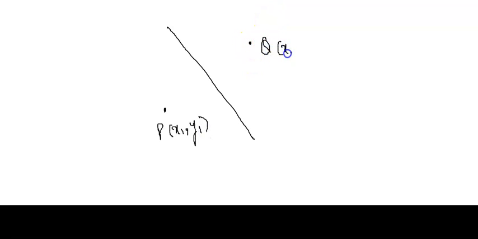Let us understand this. Suppose we have any line, and there are 2 points. Let us say one point is P (x1, y1) and another point is Q (x2, y2).